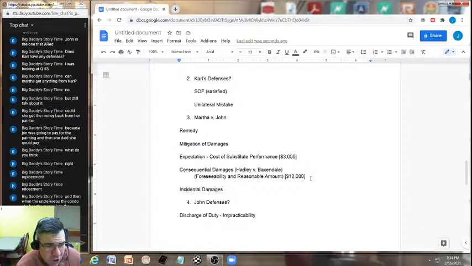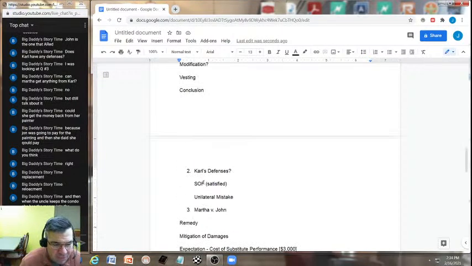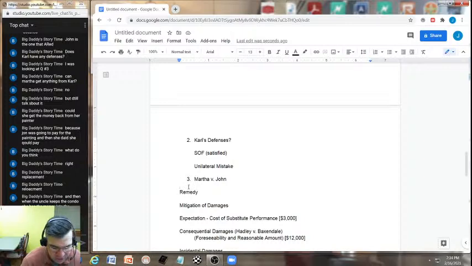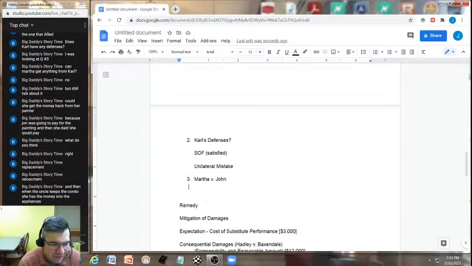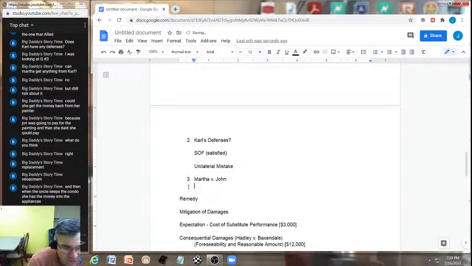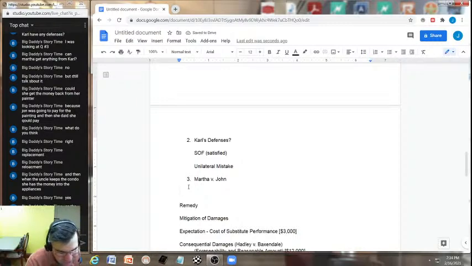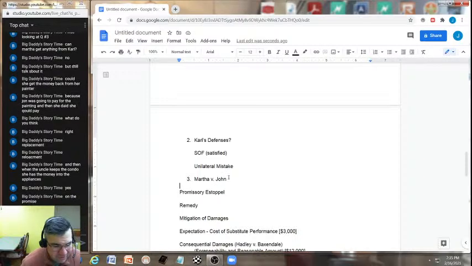But here's the thing: could she argue that the $3,000 is reliance damages? Because she hasn't actually taken any particular reliance measures. We want to make sure to point out as well that between Martha and John we have the gift. Oh, I see what you're saying. So are you saying there was some form of reliance damages on the promise? Interesting. Promissory estoppel. And that is really interesting, as a substitute for consideration.